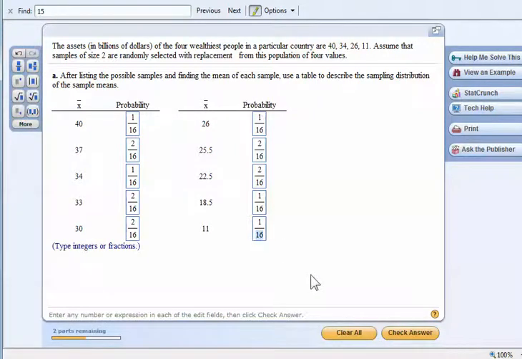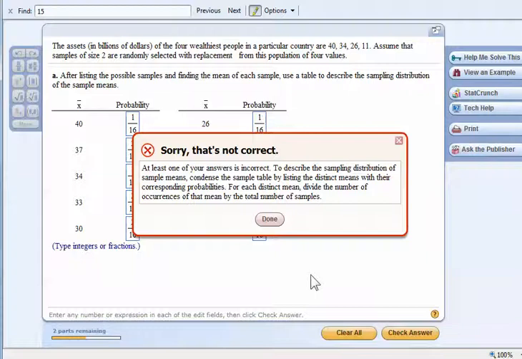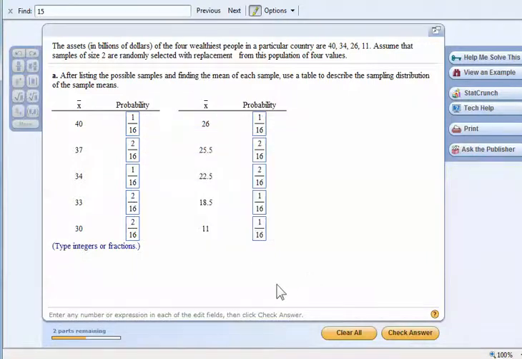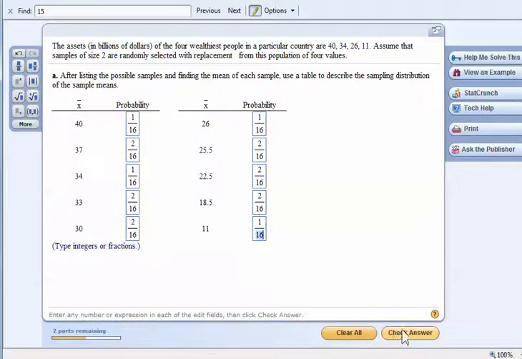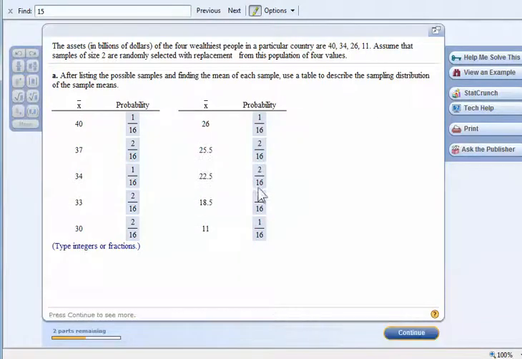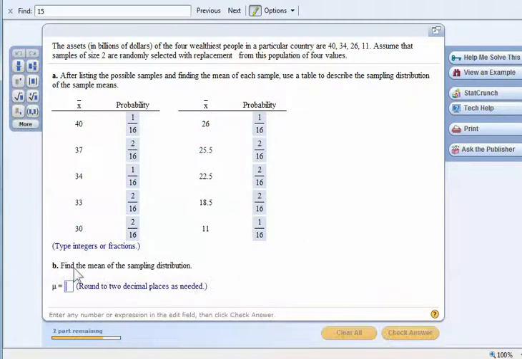Alright, so let's do a quick check. They want these as integers or fractions. Oh, you know what I would assume? That they want the unsimplified fractions. So let me just double check if there was that typo right there. And then I hit clear. Hold on. Let me hit check answer. There you go.